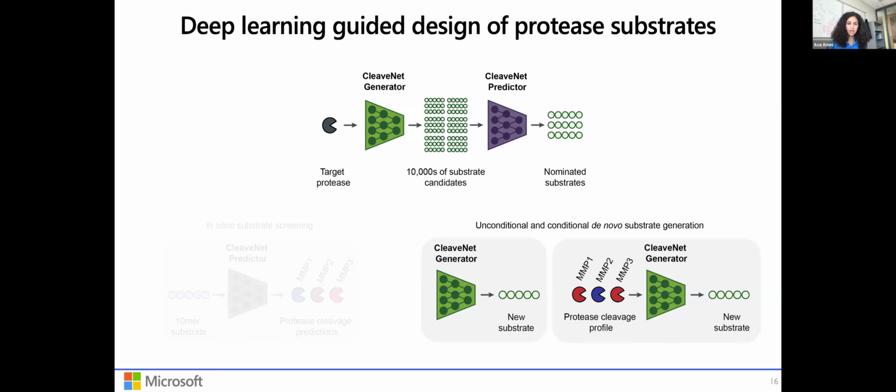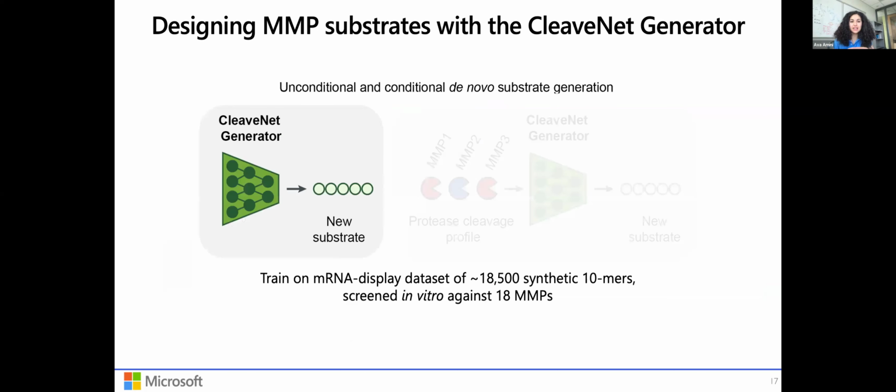Now, as I said at the beginning, ideally we want to be able to train a model to learn and sample in two sorts of ways. One is what we think of as unconditionally, meaning that we want to train the generator model to learn the distribution of amino acid profiles across these peptide substrates, such that at inference time, we can sample from it to generate new candidate substrates. And so again, for the unconditional generator, we turn to this mRNA display dataset.